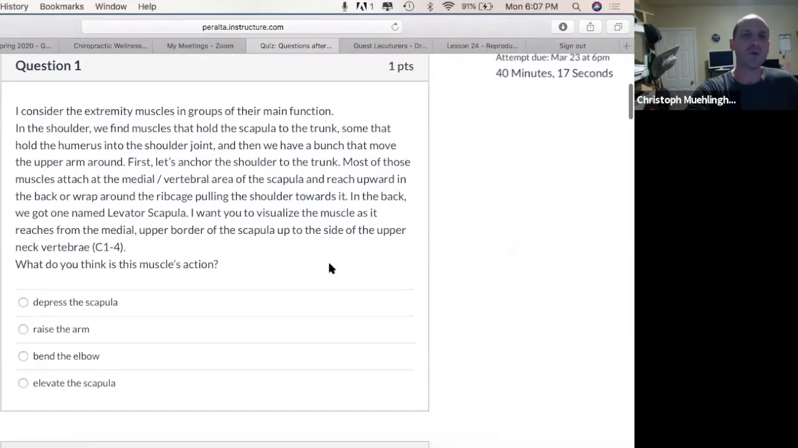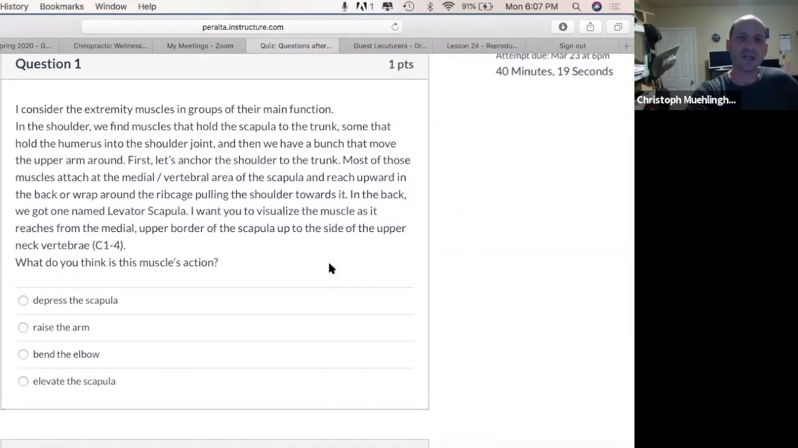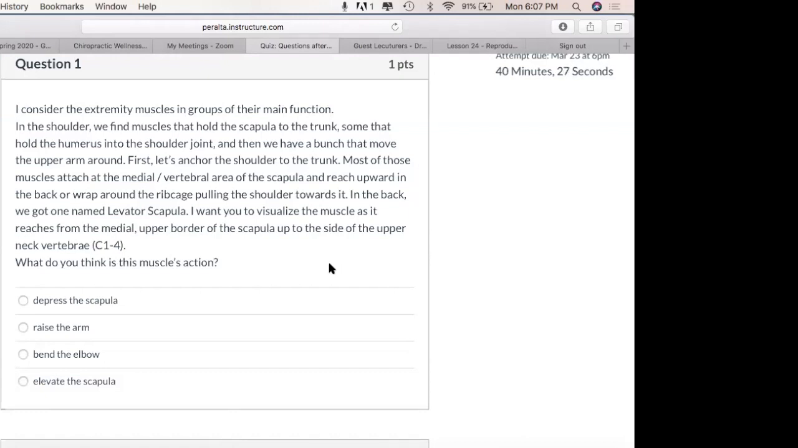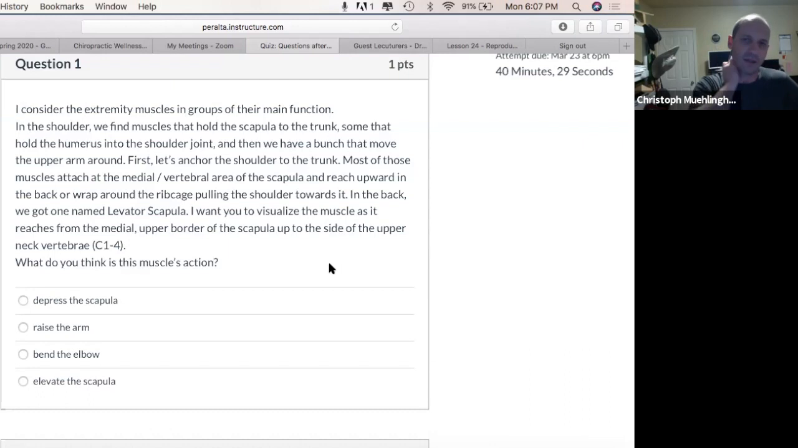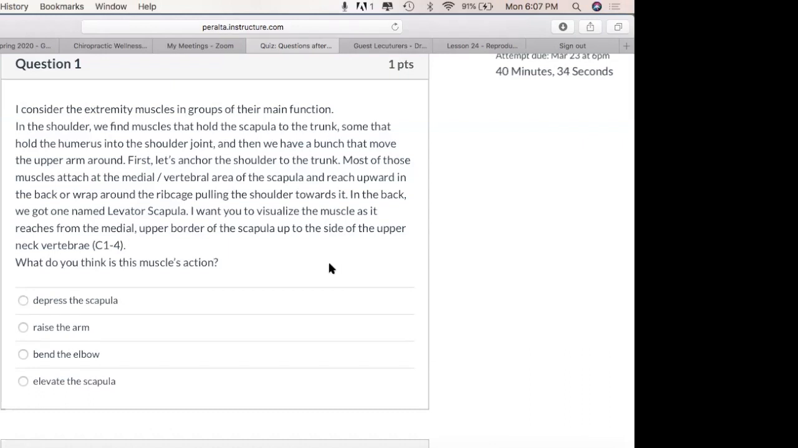All right, so let's start with that. If I consider the extremity muscles in a group of their main functions, in the shoulder we find muscles that hold the scapula to the trunk, some that hold the humerus into the shoulder joint, which is the scapula mainly, and then we have a bunch of muscles that move the upper arm around.